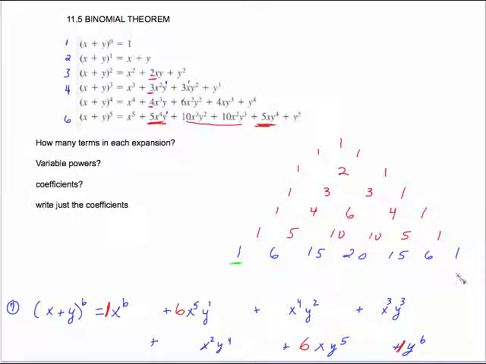The first coefficient and the last coefficient are the same. The second coefficient and the second to last coefficient are the same. The third coefficient and the third to last coefficient are the same. So I can fill in right here. I have my 1, I have my 6, the next is 15, this is 20, this is 15, and then I already have my 6 and my 1. So this is the expansion of x plus y to the 6 without having to write out x plus y times x plus y times x plus y, etc.